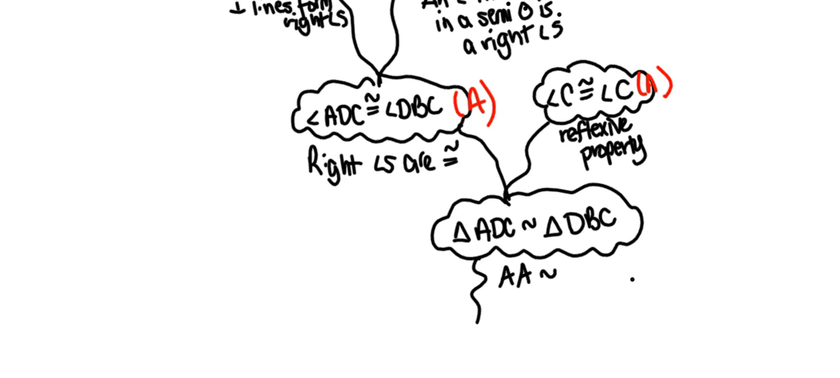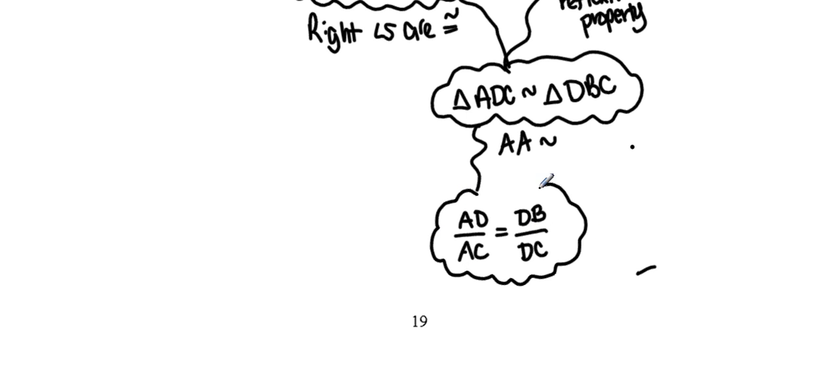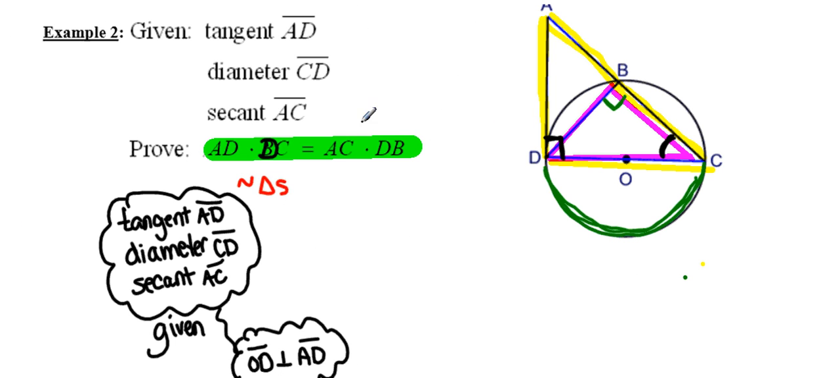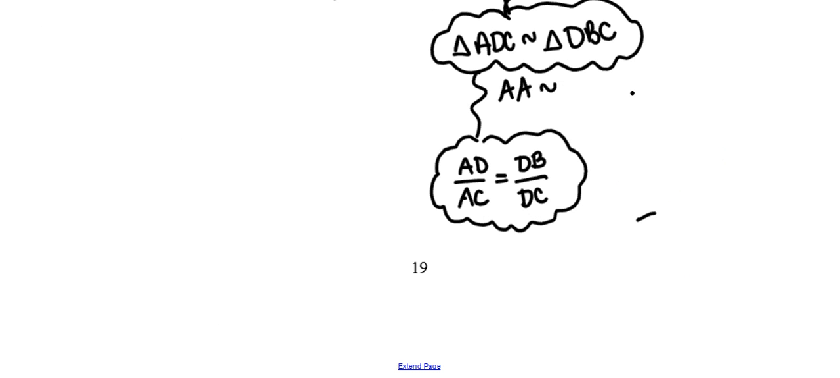Once the triangles are similar, I know that all their corresponding sides are in proportion. So I know that if I compare sides AD and AC from the first triangle, that's going to be the same as if I compare sides DB and DC in the second triangle. And I picked those sides simply by looking at the sides that I needed up here for my proof. So I'm just going to say similar triangles have corresponding sides that are in proportion.